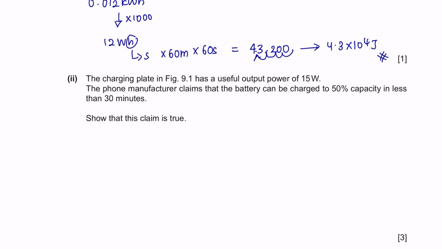Next is question part 2. The charging plate in figure 9.1 has a useful output power of 15 watts. The phone manufacturer claims that the battery can be charged to 50% capacity in less than 30 minutes.